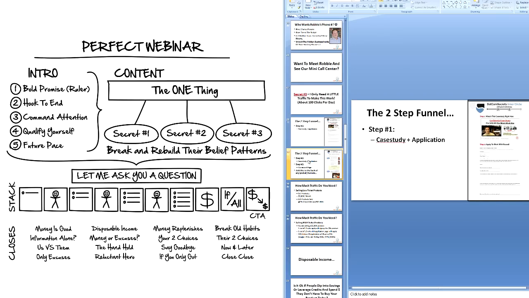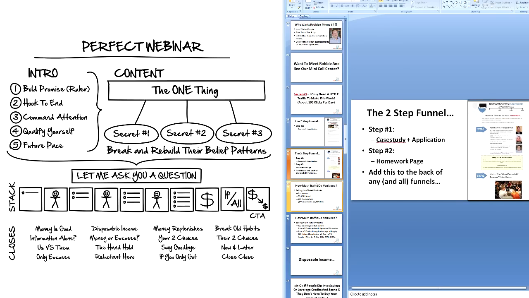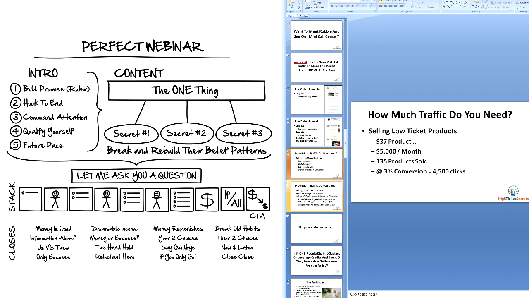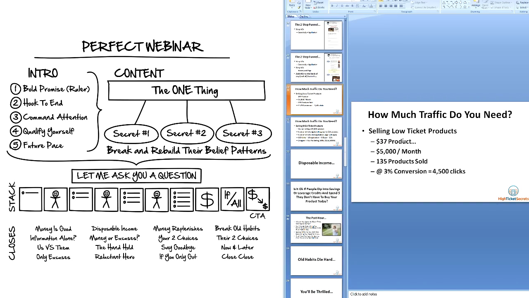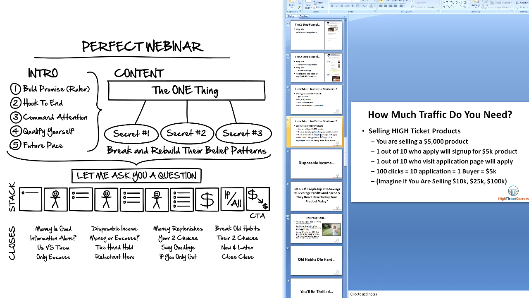Boom! I take them to a case study page, then a homework page. Now, if I sell low ticket products, this is how it would be. I send 4,500 clicks to make my $5,000 a month. Plus, I got to spend money on those clicks, so I end up making almost nothing. Or selling high ticket things.